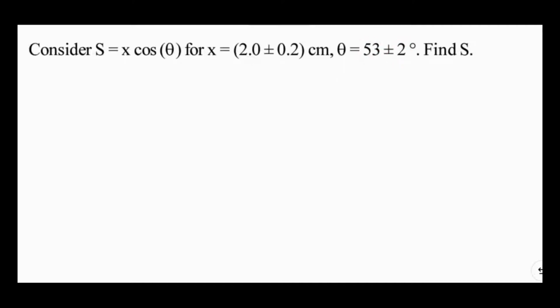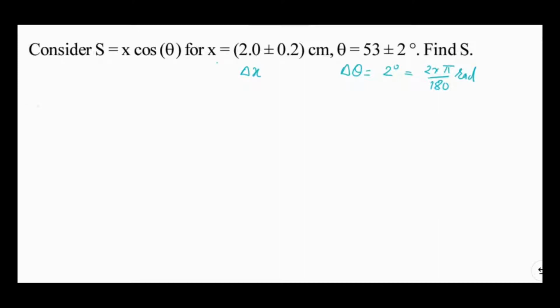So we are given values of error in x. Let us represent the error in x as delta x, and the error in theta, which is 2 degree. You can also convert it in radian. It should be 2 pi by 180 in radian.